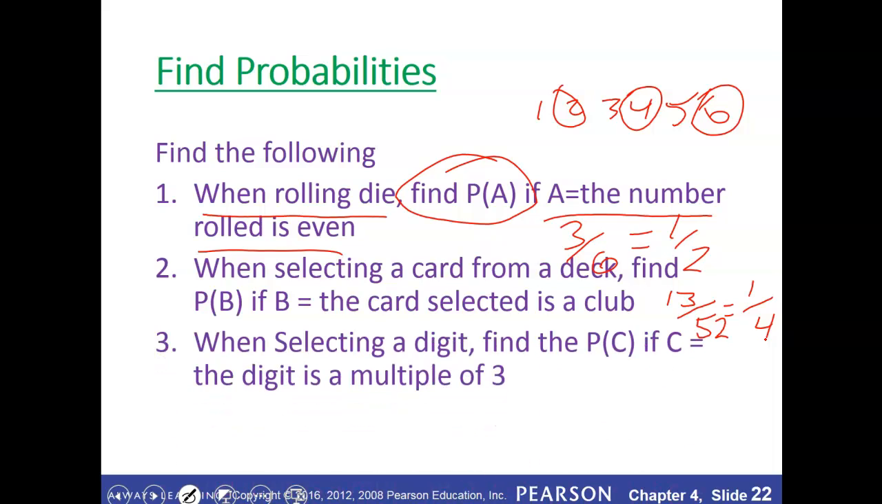And then when selecting a digit, it could be anywhere from 0, 1, 2, 3, 4, 5, 6, 7, 8, or 9. What is the probability of C happening if C is that the digit is a multiple of 3? Multiples of 3 would be 9, and 6, and 3, and even 0. And that's 4 out of 10. So we'd say the probability of selecting a digit that is a multiple of 3 is 4/10.